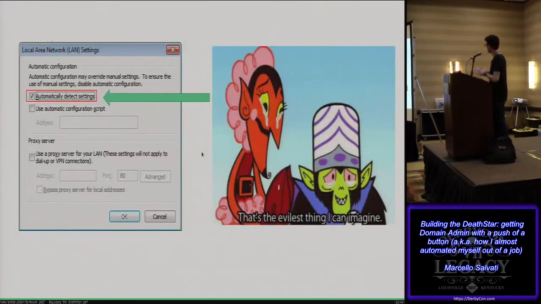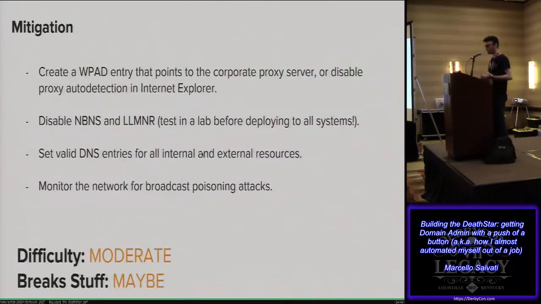And this is probably one of the culprits when it comes to this. That little checkbox there, the checkbox of doom, I call it, is probably the evilest thing I've ever seen on the Windows operating system. That basically tells Internet Explorer to go look for that wpad.dat file, that PAC file, to download that proxy auto-configuration file, which you can then poison.